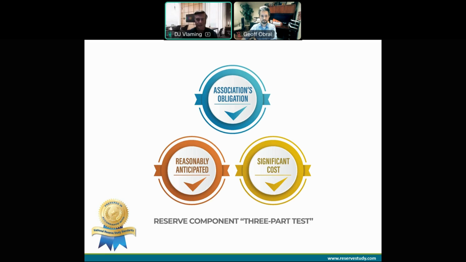Finally, total cost for the project is material to the association and can be reasonably estimated. This means the cost of the project is significant and not something you can easily pay for out of the operating budget. Now, the cost must also be something that we can estimate or is provided by a knowledgeable third party. So this test narrows down reserve projects or components to those that are reasonably predictable and of a significant expense to the association.